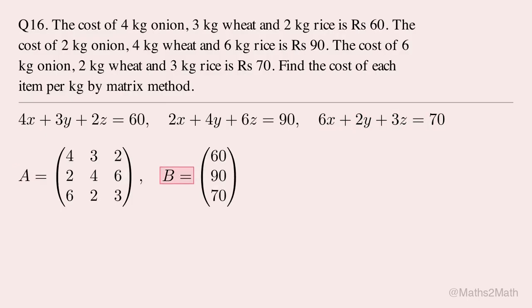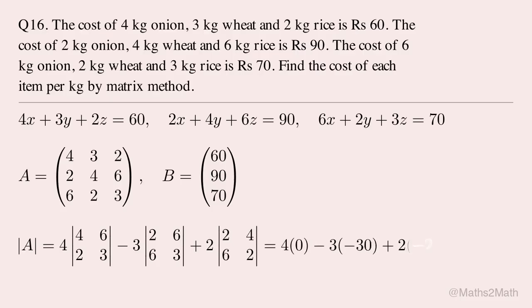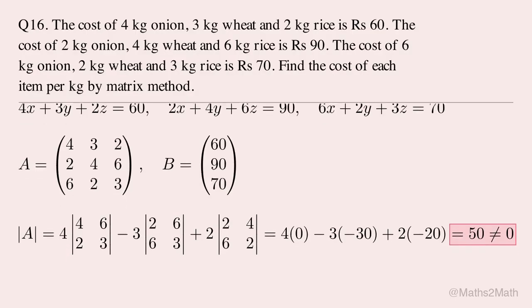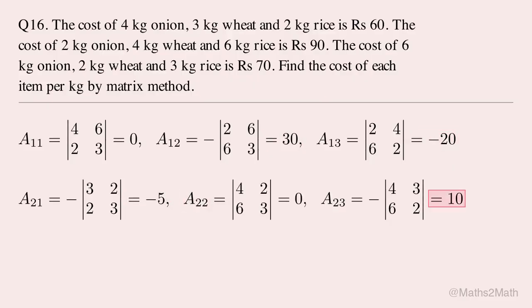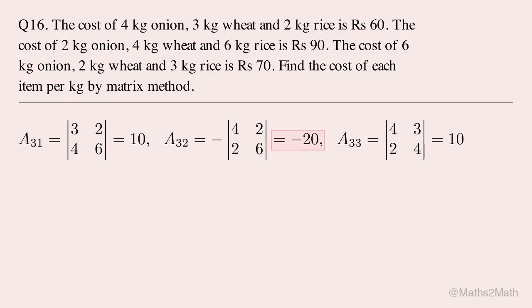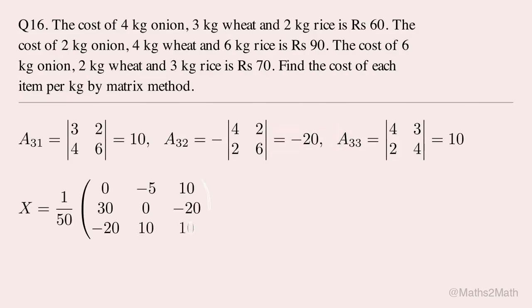Matrix form. Row 1 expansion. 4 times 0 minus 3 times minus 30 plus 2 times minus 20 gives 50. Cofactors of row 1. Cofactors of row 2. Cofactors of row 3. Adjoint times b.